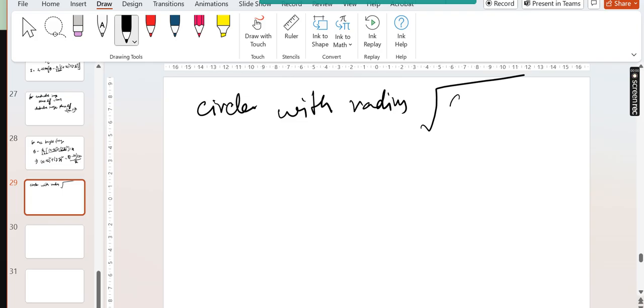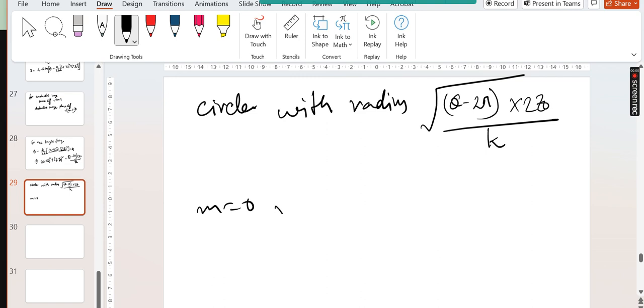Root of theta minus 2π, into 2z naught by k. For m is equal to 0, this becomes 2z naught theta.